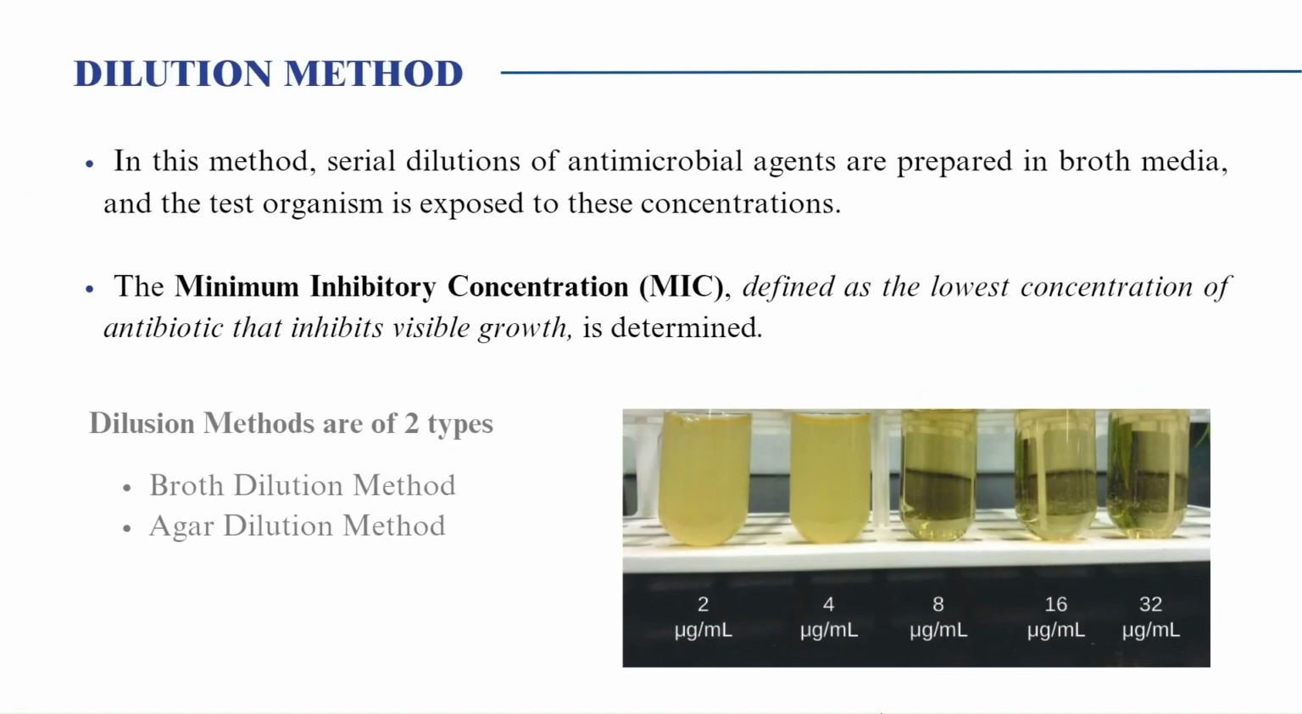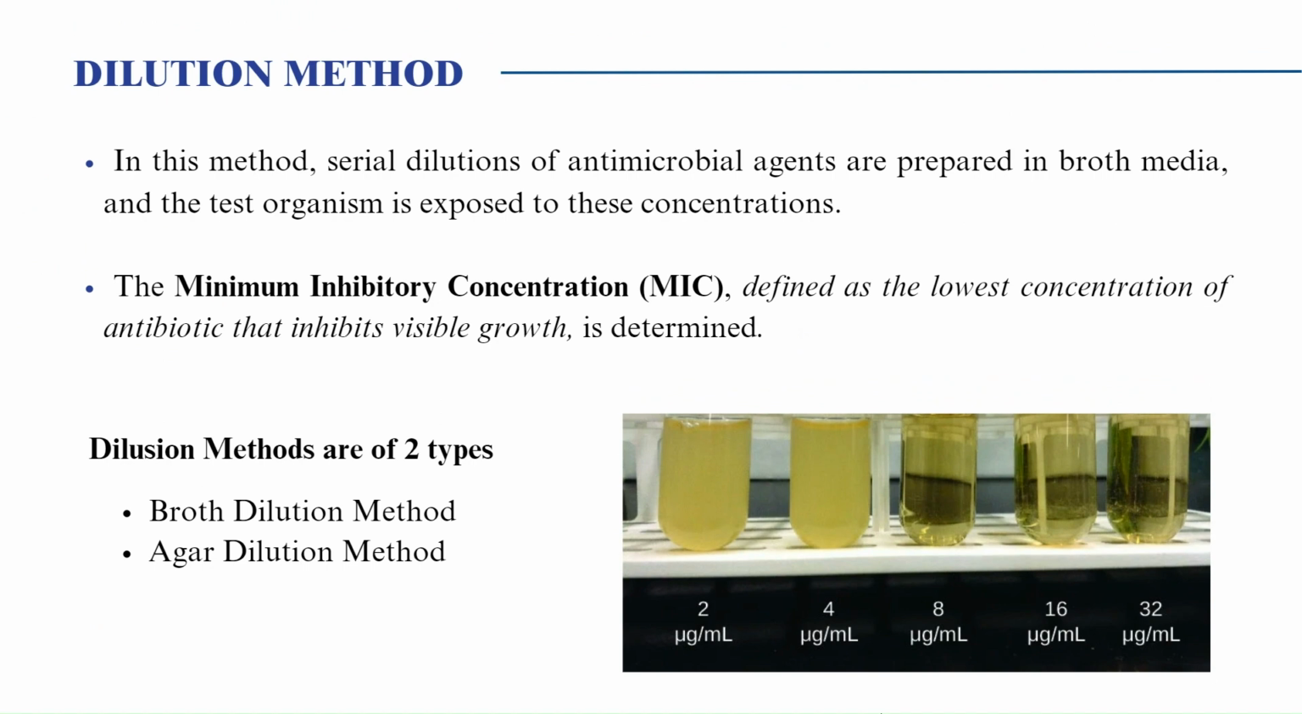Next is the dilution method. In this method, serial dilutions of antimicrobial agents are prepared in broth media, and the test organism is exposed to these concentrations. The minimum inhibitory concentration, defined as the lowest concentration of antibiotic that inhibits visible growth, is determined. Dilution methods are of two types: broth dilution method and agar dilution method.